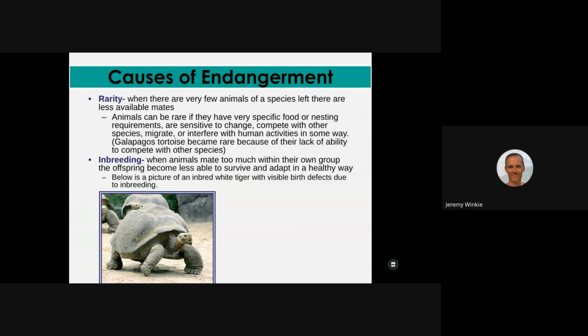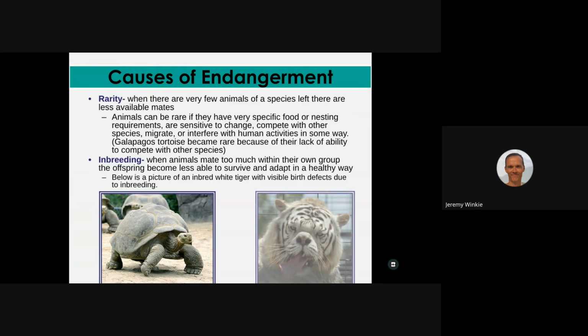So rarity, that's when there are only a couple of the animals left and they're not really able to get their numbers back up because they can't repopulate fast enough. Then you've got inbreeding. So if a group is too small, then their genetics will get kind of out of whack and they'll be born with defects or other things that just aren't healthy for them.